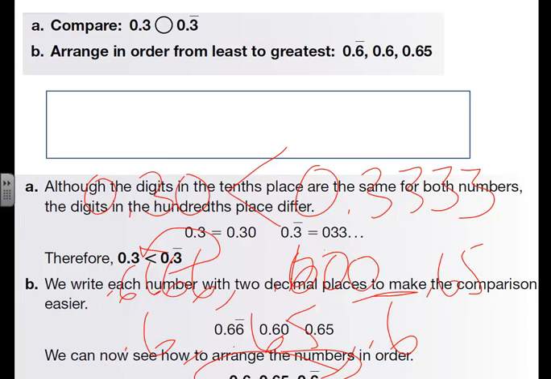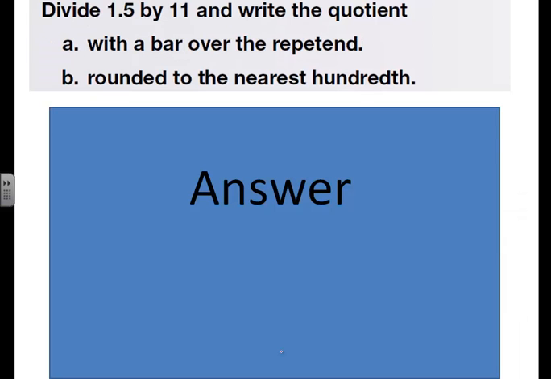Okay, I think this is our last problem. We're going to divide 1.5 by 11 and write the quotient. The first thing you've got to do is be able to set this up correctly. We're dividing 1.5 by 11, not the other way around. It's not 11 divided by 1.5. So bring our decimal up here so we don't forget it. Does 11 go into 1? It doesn't. 11 goes into 15 one time. Take our 11, bring down a 4, bring down a 0. 11 goes into 40 3 times.